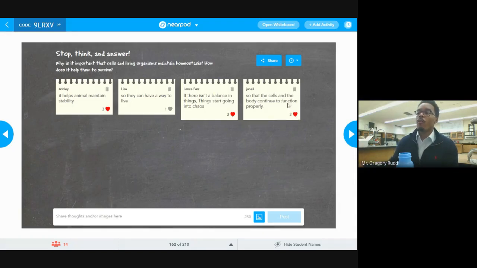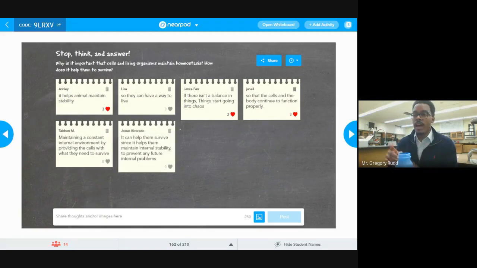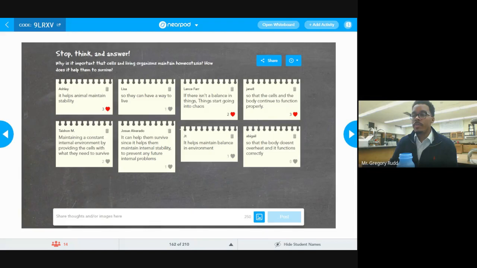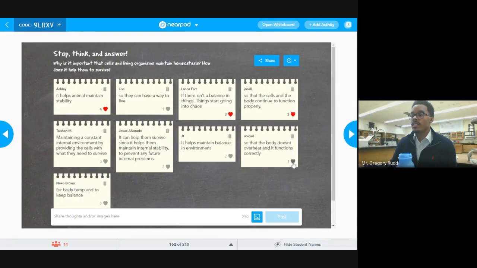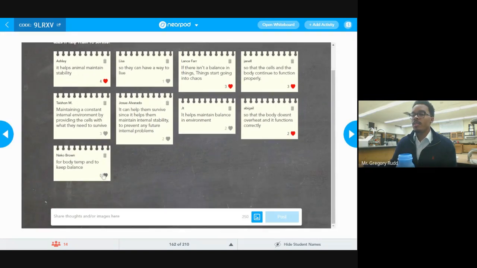So that the cells in the body continue to function properly. Janelle, you're on the right track as to what I'm thinking about. You and I are connecting. Here come the answers now. Tayshawn, maintaining a constant internal balance by providing the cells with what they need to survive. Good. It can help them survive since it helps them maintain internal stability to prevent any future internal problems. Thank you, Josue. JT, it helps maintain balance in an environment. That's true, but why? Why is it important that they do that? So that the body doesn't overheat and it functions correctly. Excellent. For the body to keep temperature and to keep balance.